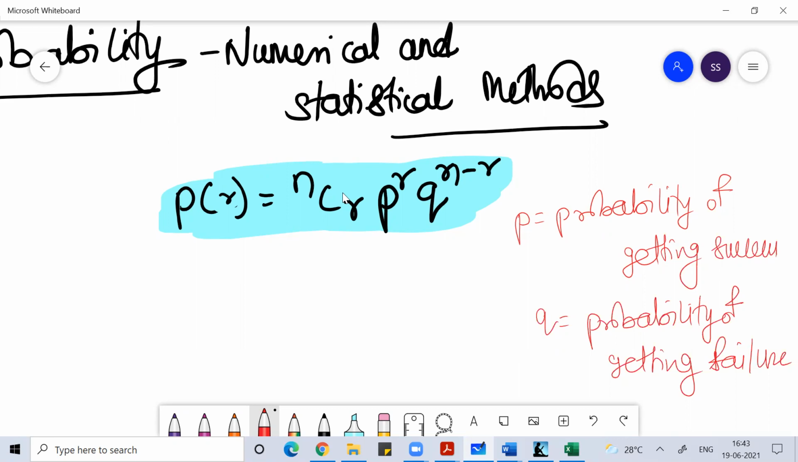nCr, you are very clear about nCr. nCr means n factorial by r factorial into n minus r factorial. So that part also you are very clear about.